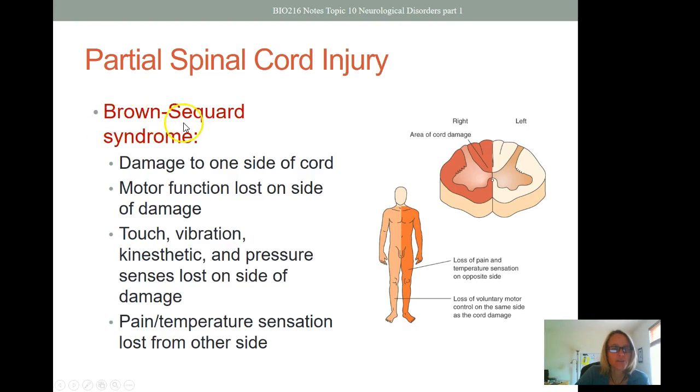That's the Brown-Séquard syndrome. And this is where we have damage to the cord just on one side of the body. So in this case, we lose motor function on the side of the damage, and we also lose touch, vibration, kinesthesia, and pressure on the side of the damage, but we have a loss of pain and temperature sensation on the opposite side.